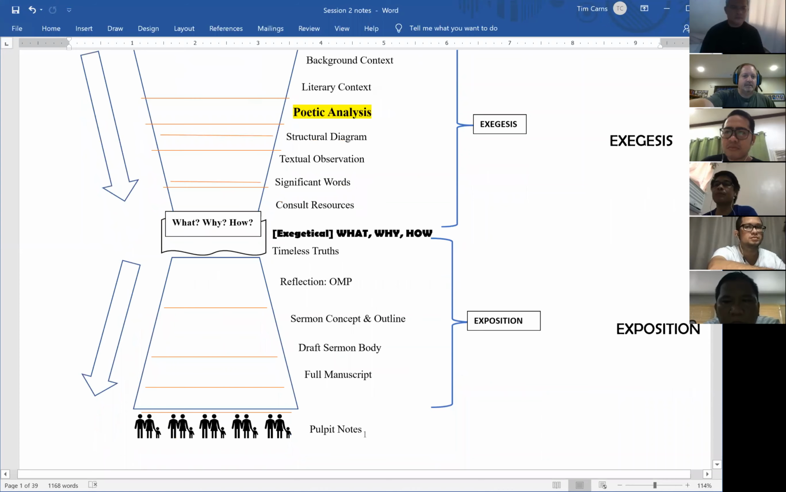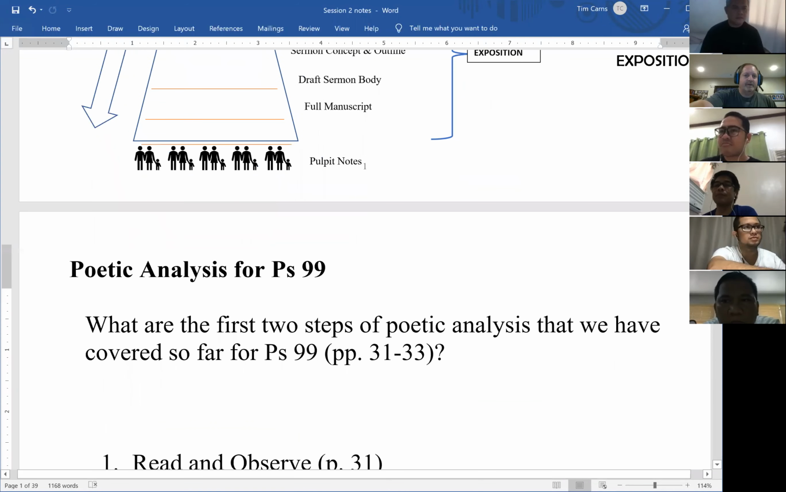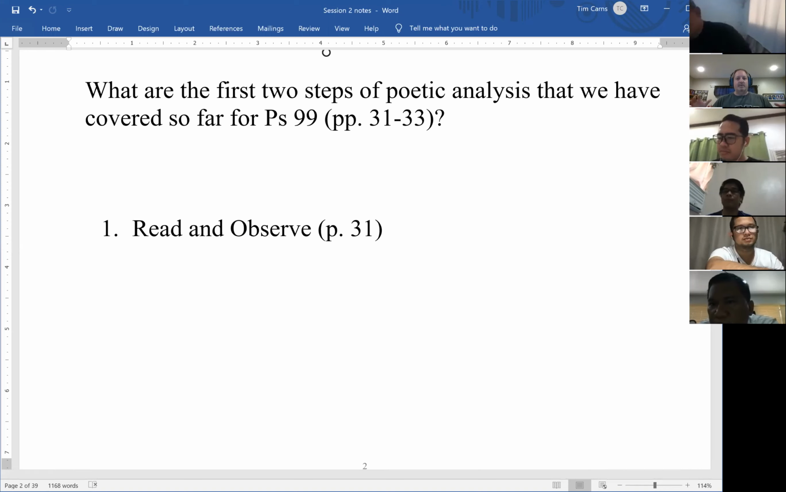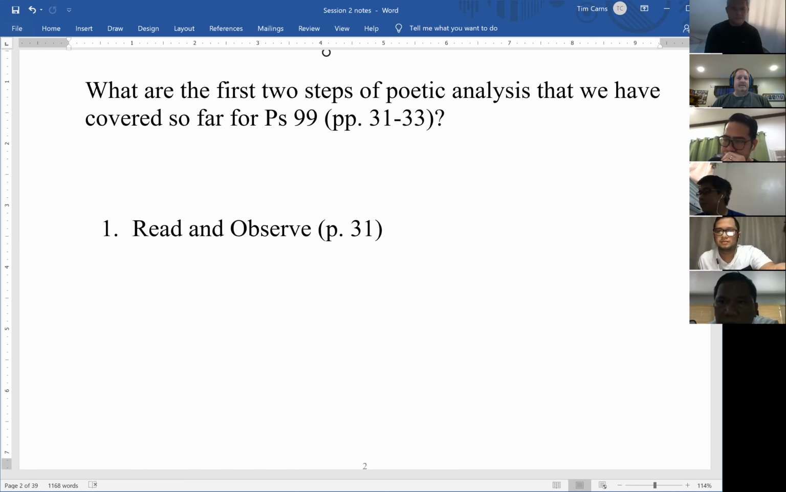For that 4th step, the poetic analysis, let's remember the first 2 steps we've covered so far. For a psalm, for example, there is no book level study, so we're going to focus specifically on the passage. And remember, each psalm has its own background and setting. So if we want to study a particular psalm, we just dive right into the passage and begin to read and make observations. We did that last week, spent a lot of time on that.